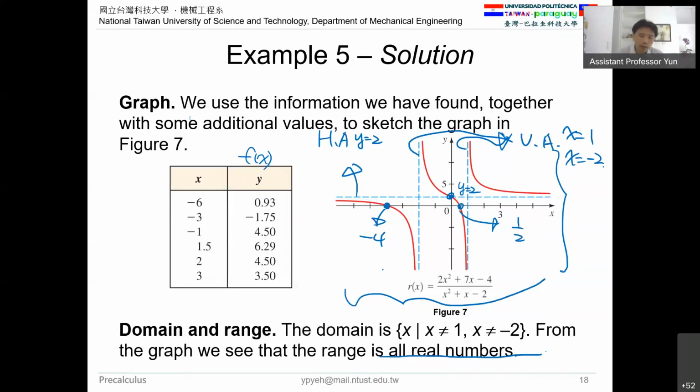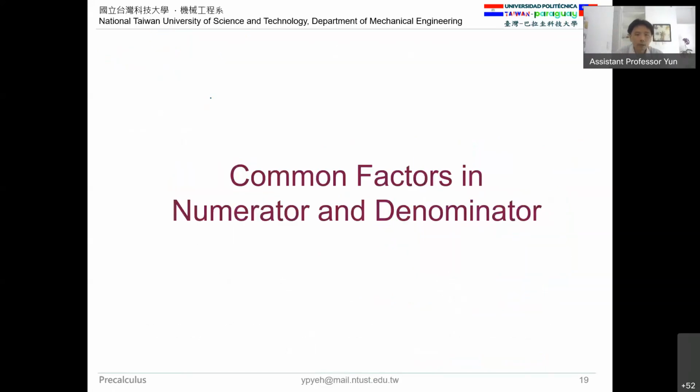So we learned that a rational function is r of x equals p of x over q of x, right? Then we can simply sketch out the graph of these functions. Okay, so the next section is the common factors of the numerator and the denominator.